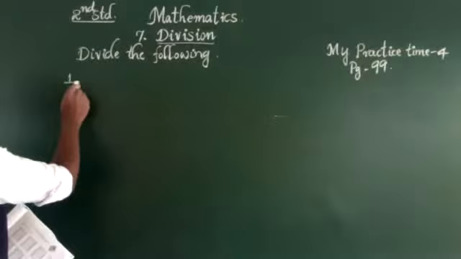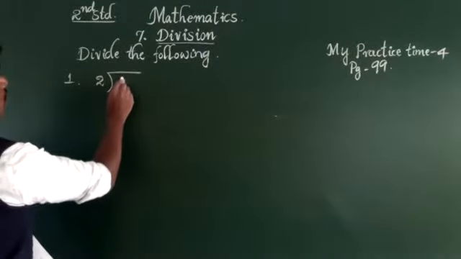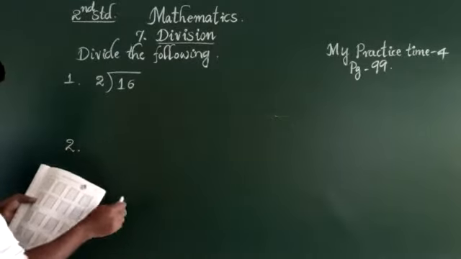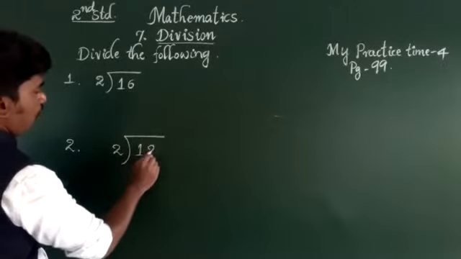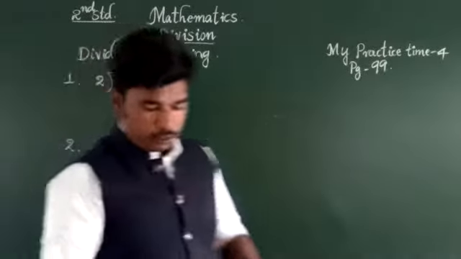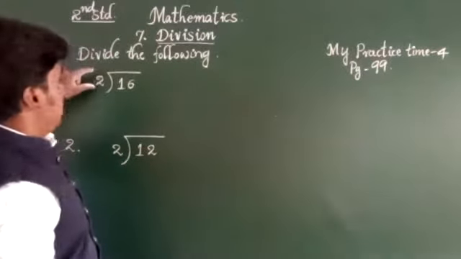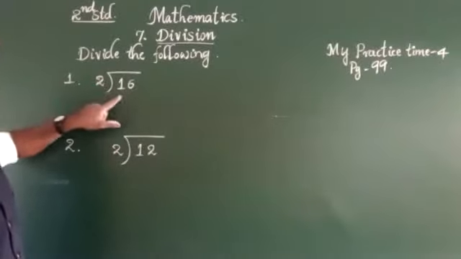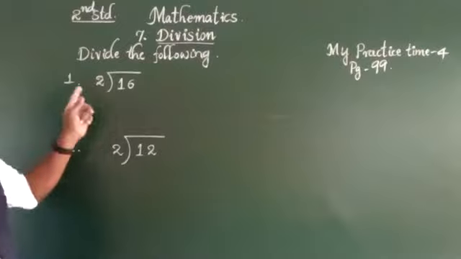The first one is 2 as the divisor, 16. The second one is 2, 12. Okay, dear students, observe carefully. If they give 2, 16, that is 16 divided by 2. It is nothing but 16 divided by 2.